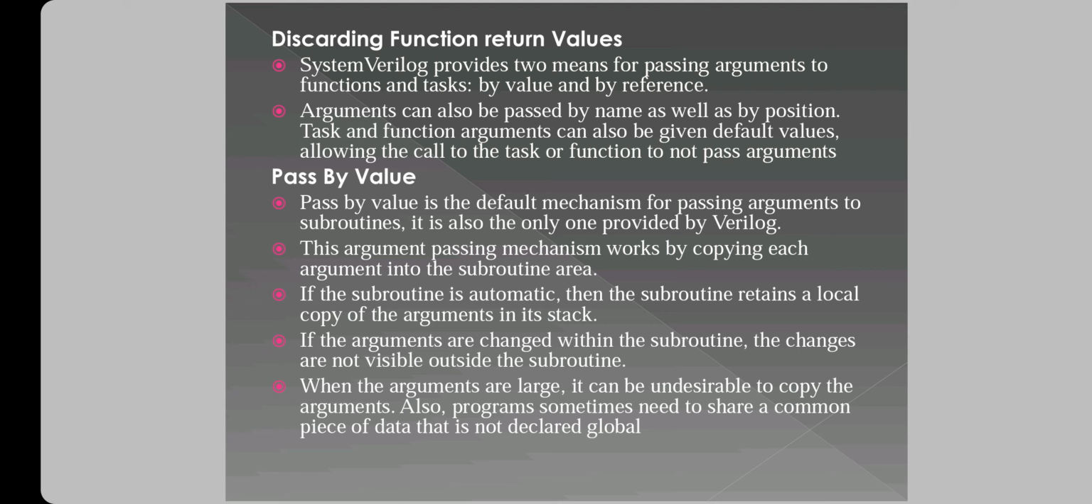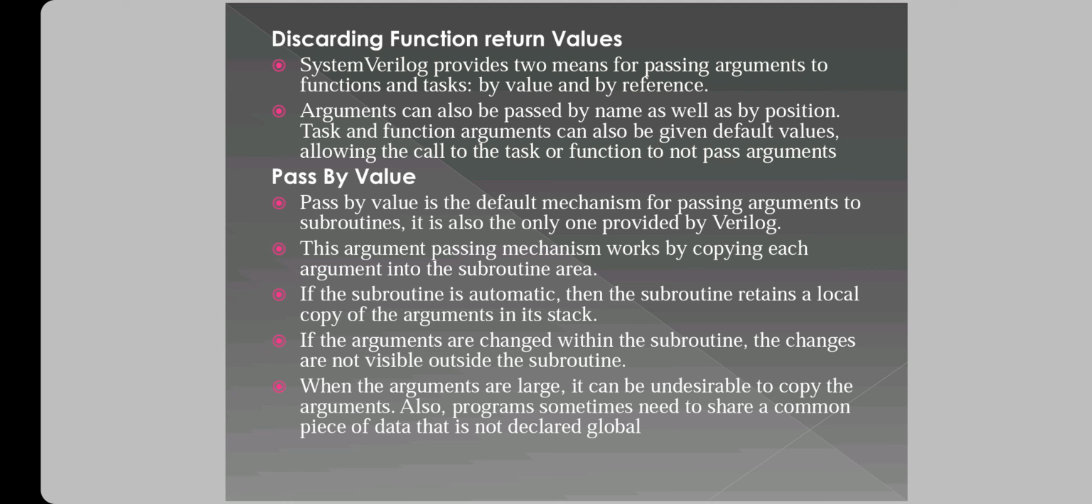SystemVerilog provides two means for passing arguments to functions and tasks. They are pass by value and pass by reference. The arguments can also be passed by name as well as by position. Task and function arguments can also be given default values, allowing the call to the task or function to not pass the arguments.